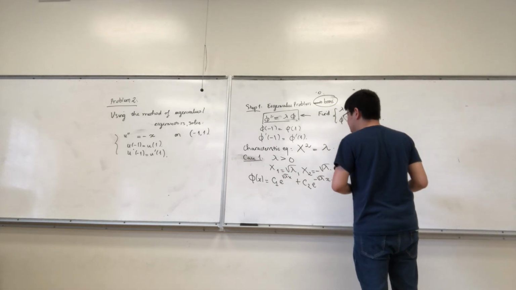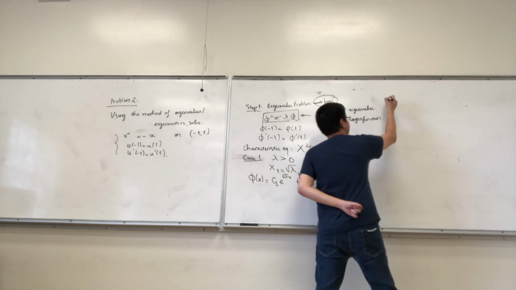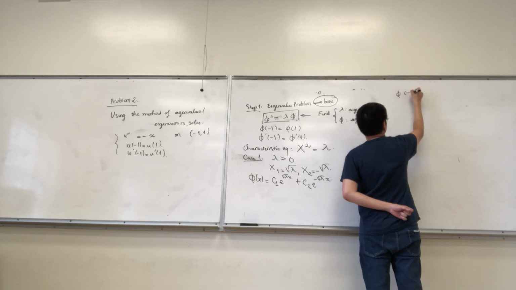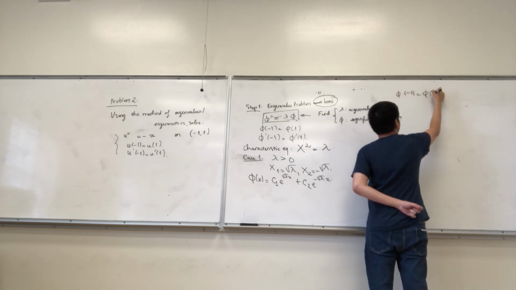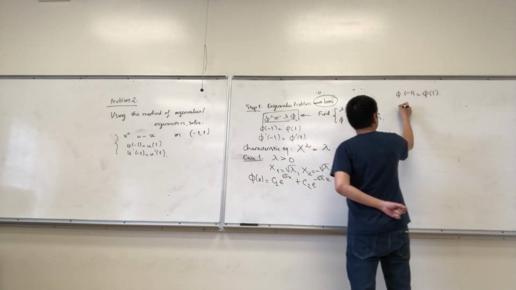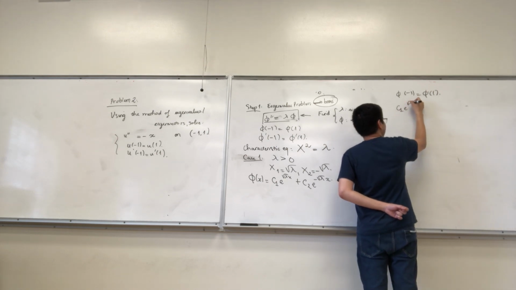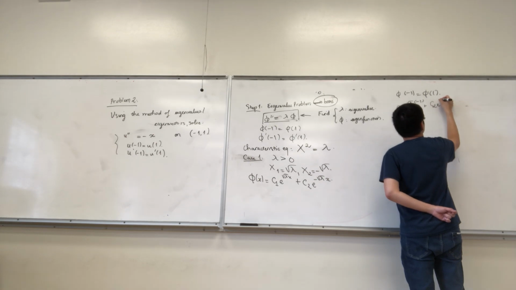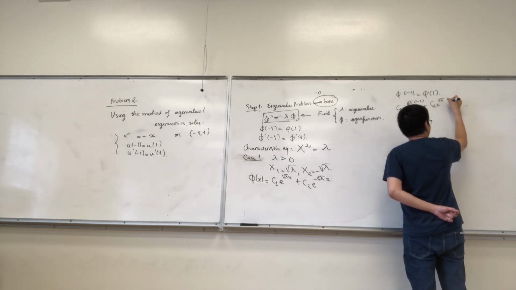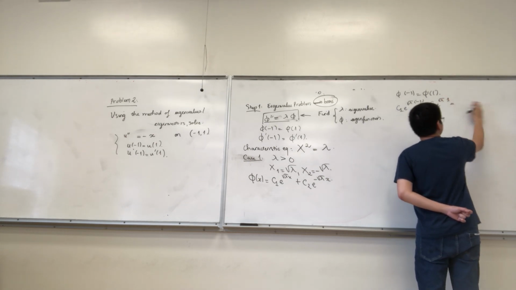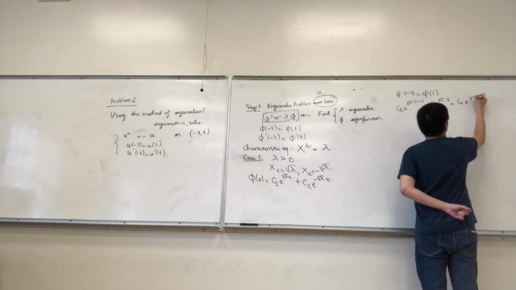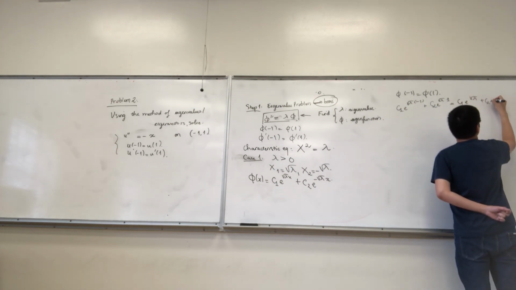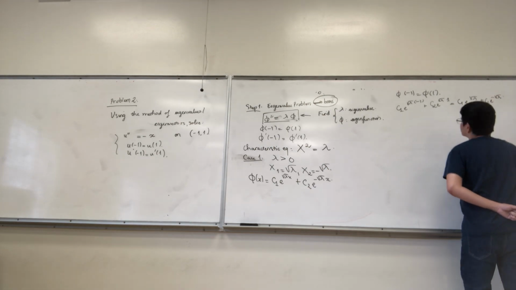Now you plug the boundary condition, right? You plug the boundary condition. Phi of minus 1 is equal to phi of 1. This means that C1 e to the square root of lambda times minus 1 plus C2 e to the square root of lambda times 1 is equal to C1 e to the square root of lambda plus C2 e to the minus square root of lambda. Alright?